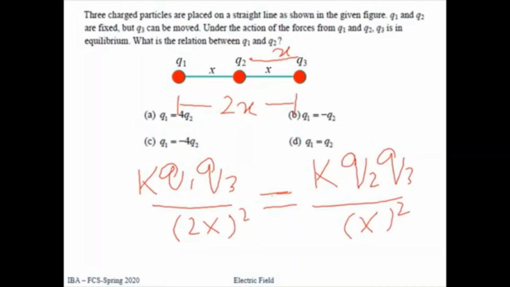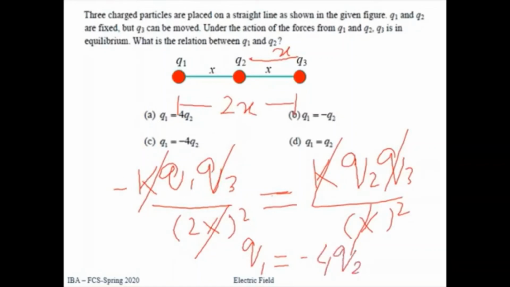So I'll just substitute a negative sign on one side. Let me cancel some terms in these equations. K would be cancelled, Q3 would be cancelled, and the squared x would be cancelled. So finally we can write Q1 equals minus 4 times Q2. So C must be our correct answer in this case.